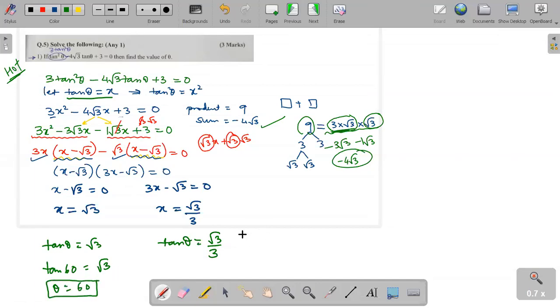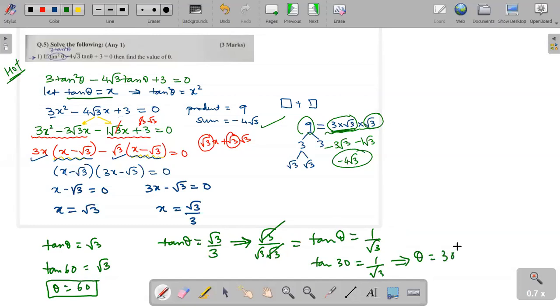What about the other part? If you simplify this, you can write it as root 3 upon 3, and 3 can be written as root 3 into root 3. So one root 3 gets crossed out. We have tan theta equals 1 upon root 3. For what angle is the value of tan 1 over root 3? It's tan of 30, which gives you 1 upon root 3. Therefore, we have theta equals 30 degrees.